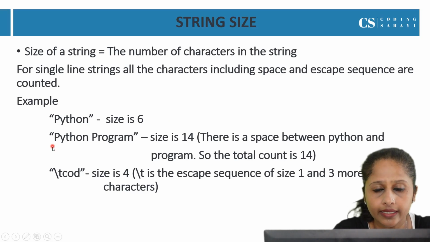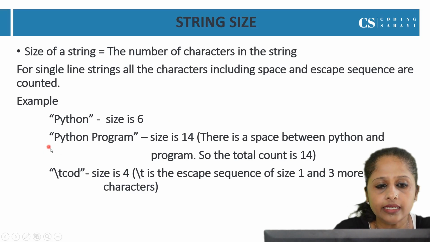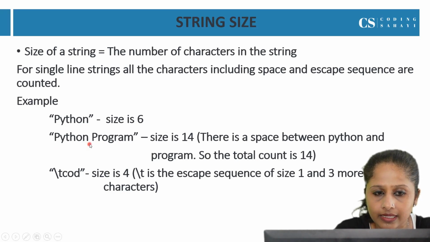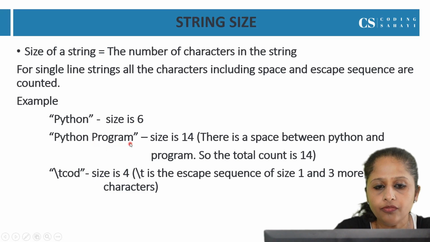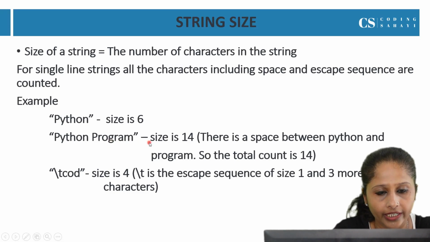Then in the next example, Python program. Here Python is already 6. Then there is a space, and spaces are counted, so that is 7. Then 8, 9, 10, 11, 12, 13, 14. So the total size is 14. Here we have Python 6, then space 7, then after that program. So in total we have 14.